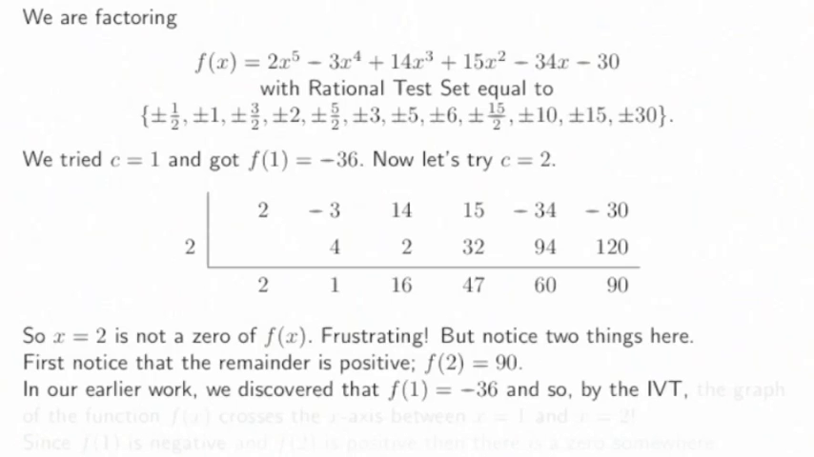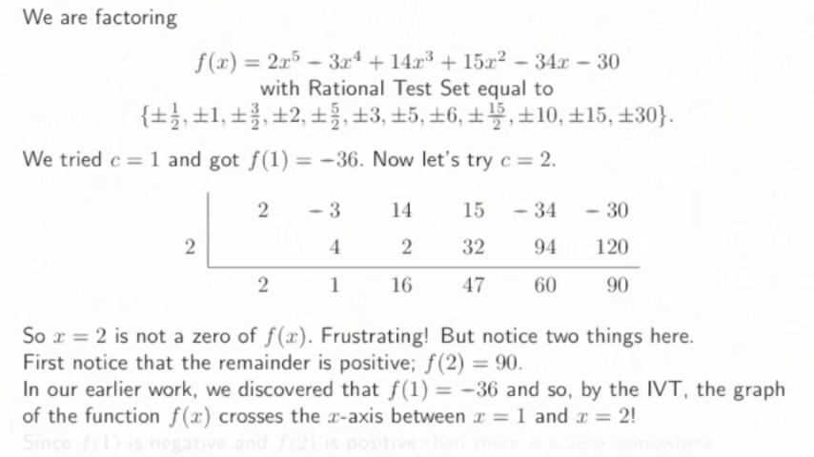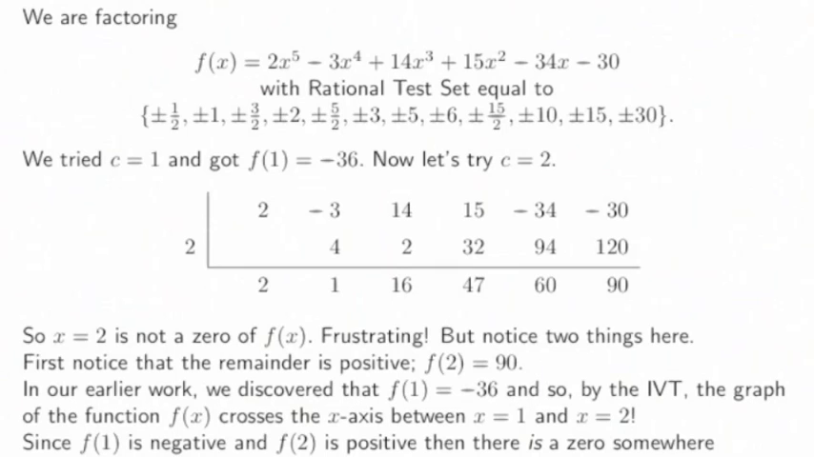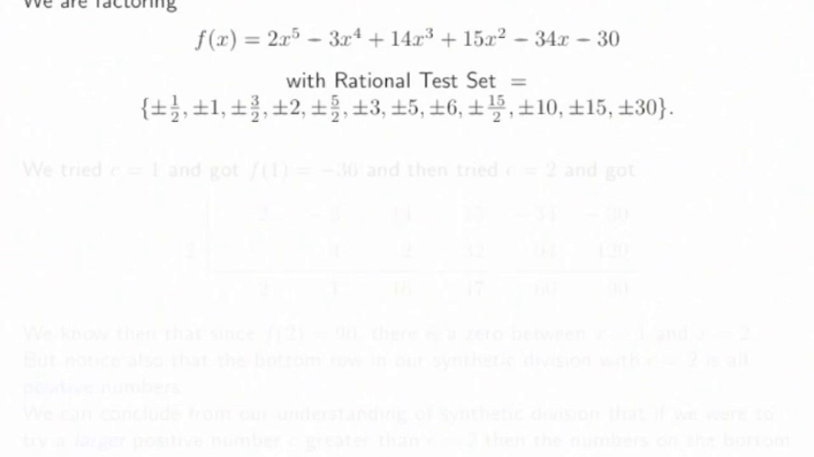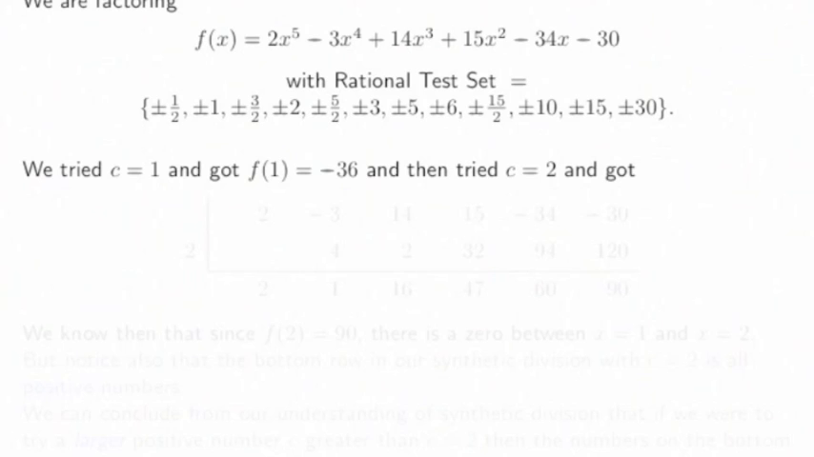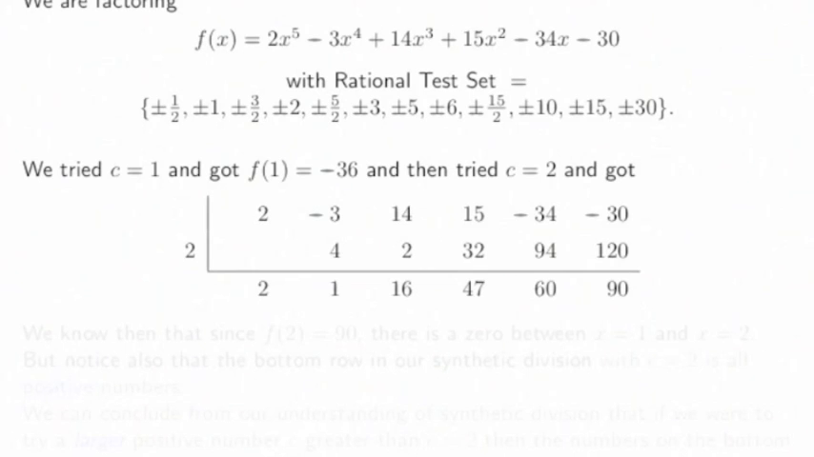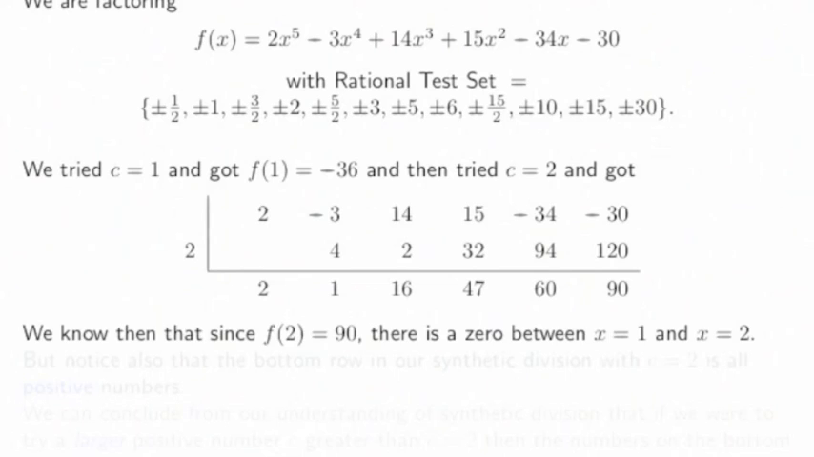And so, by the intermediate value theorem, the graph of the function f of x crosses the x-axis somewhere between 1 and 2. When we plugged in 1 we got a negative number, we plugged in 2 got a positive number, so the graph must cross the x-axis somewhere between those. Since f of 1 is negative and f of 2 is positive, there's a 0 somewhere between 1 and 2. That's important information, and let's remember that for later. Meanwhile, notice what happened. We tried f of 1 and got minus 36. We tried f of 2, got this synthetic division, and discovered that f of 2 was 90. And we concluded there's a 0 between 1 and 2.